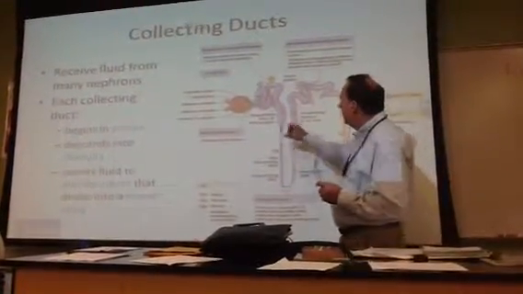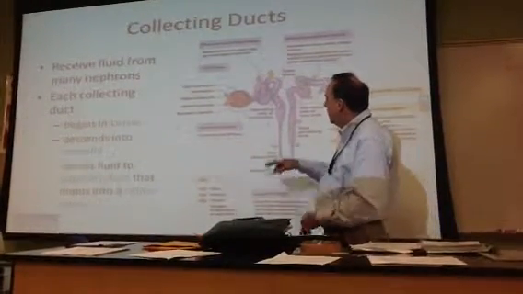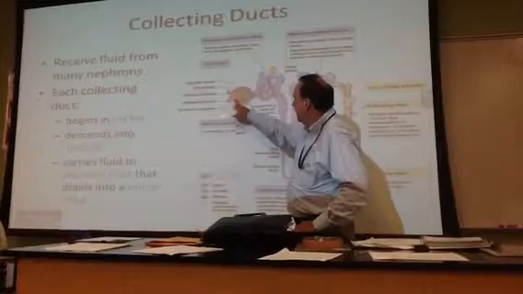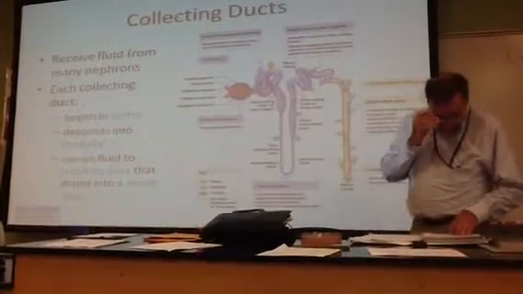So again, this is the nephron structure. We have the renal corpuscle, also known as the Malpighian corpuscle.